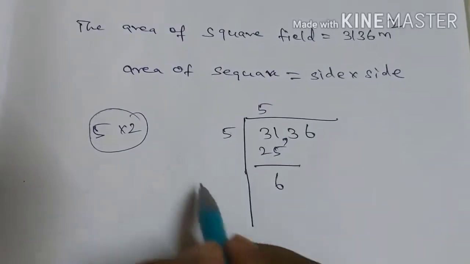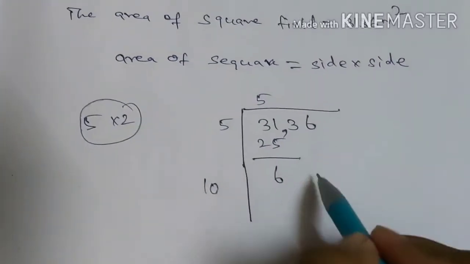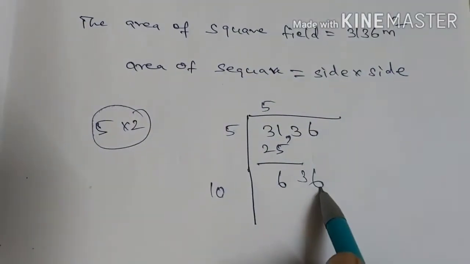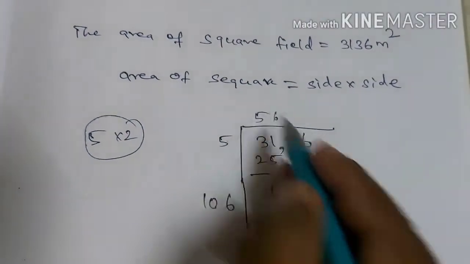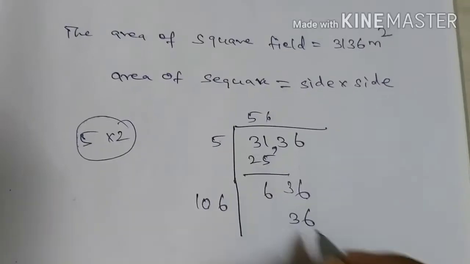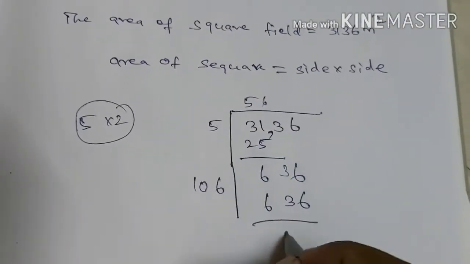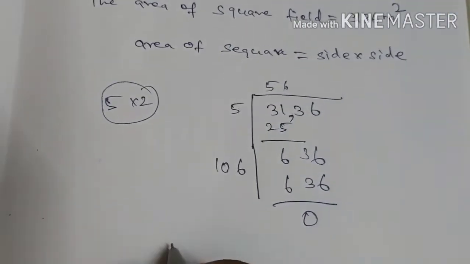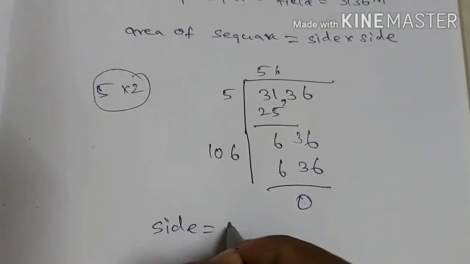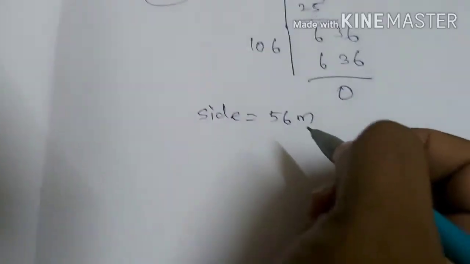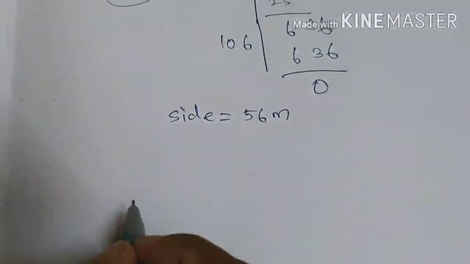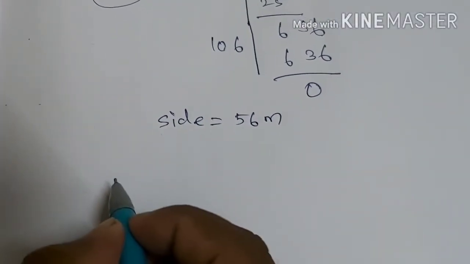Now 5, second step, new step going. So multiply 2, so 5 2s are 10. In the blank space, a new number is introduced. I bring down 36, so 6. 6 6s are 36, 6 ones are 6, so remainder value 0. So the side value is 56 meter.